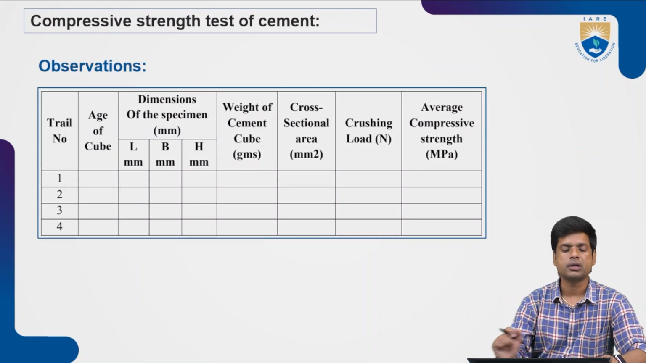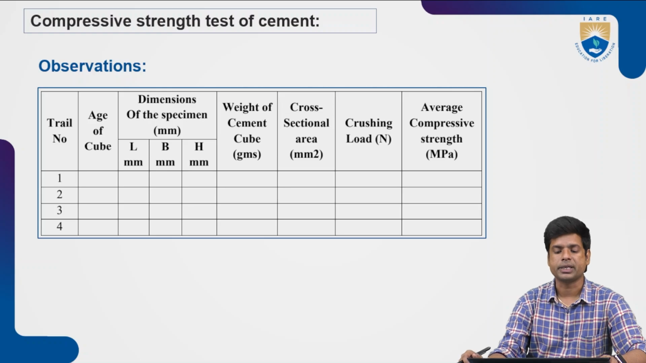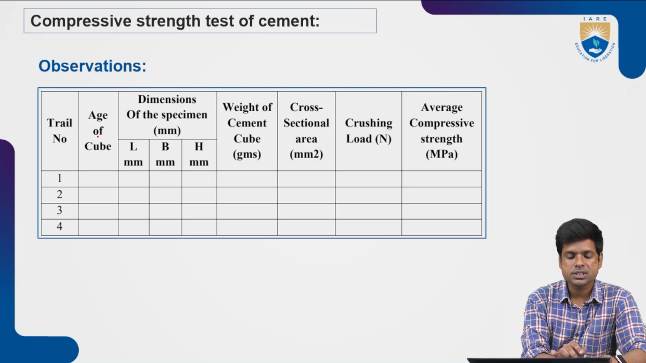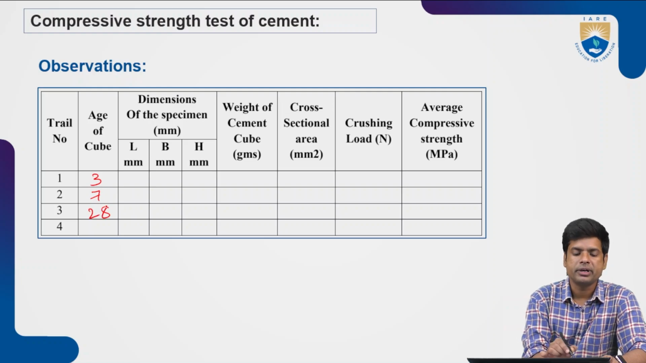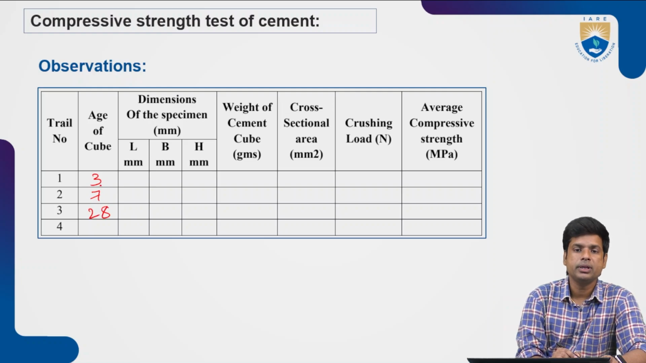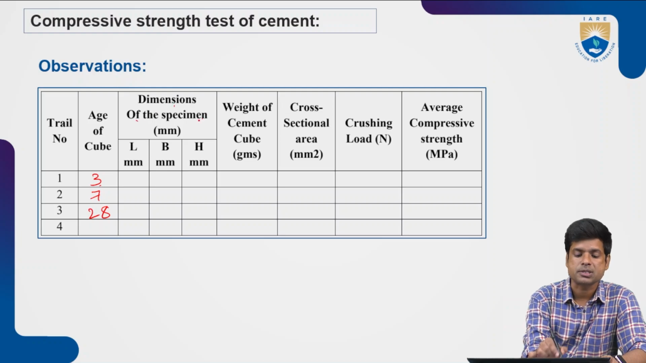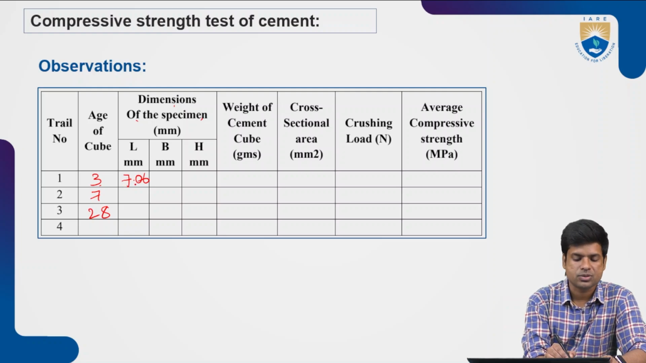Now this is the observation table in the testing of compressive strength of cement. In the first column, we have to mention the age of the cube, whether you are testing it for 3 days, 7 days, or 28 days, depending upon the age. Next one, dimensions of the specimen. Here we write the dimensions of the cement cube, 7.6 centimeters, in centimeters.